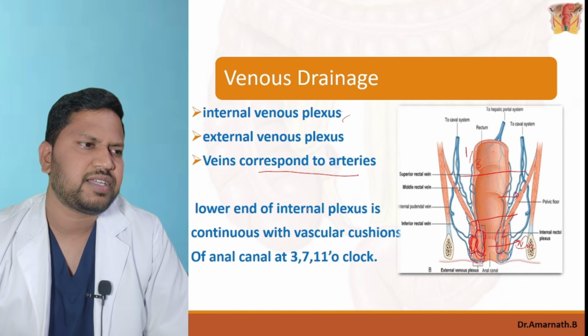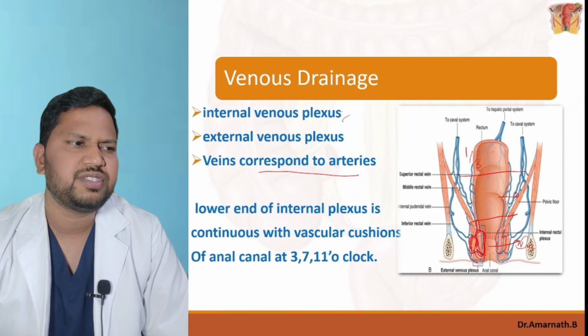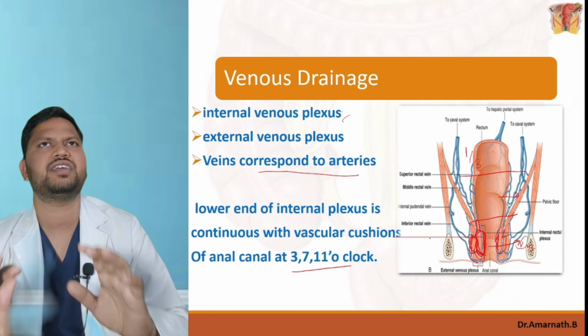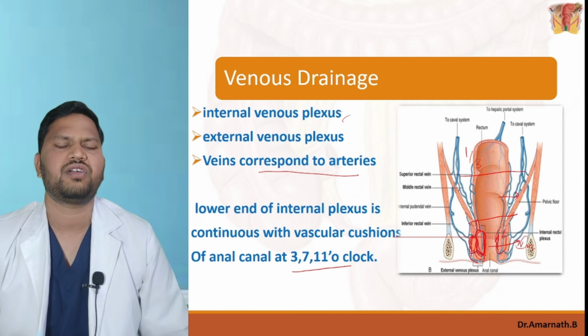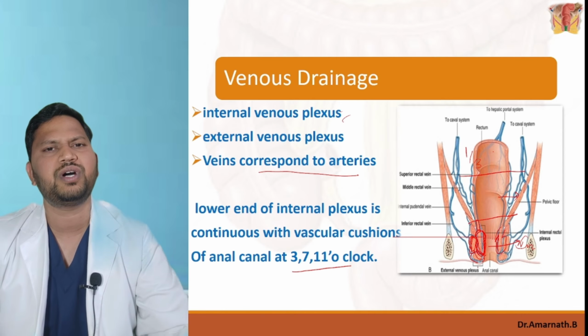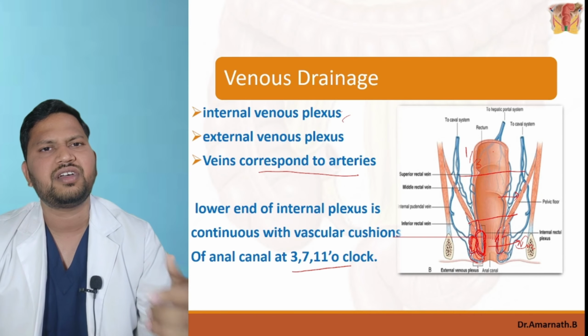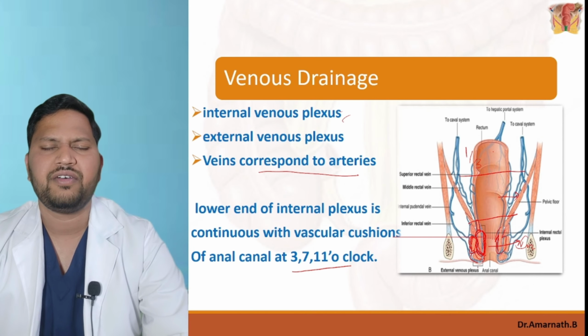The lower end of the internal plexus is continuous with the vascular cushions. These cushions of the anal canal form the vascular cushions at 3, 7, 11 o'clock. When we do examination, we can find the 3 o'clock and 7 o'clock, and then the 11 o'clock. These are the venous plexus. When they get dilated or inflamed due to constipation or different causes, they turn into hemorrhoids or pile masses. So only when they are dilated can we palpate them, otherwise we can't palpate them.